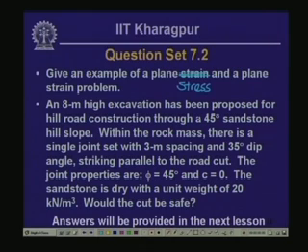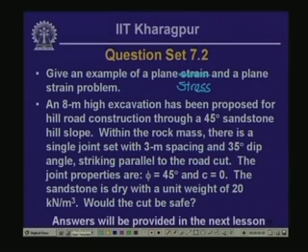And then second one is really a numerical problem. It involves an 8-meter high excavation for a hill road construction through a 45-degree sandstone hill slope. Within this rock mass there is a single joint with 3-meter spacing and 35-degree dip angle striking parallel to the road cut. The joint properties are given there: phi equal to 45 degree and c equal to 0. The sandstone is dry with a unit weight of 20. Would the cut be safe?